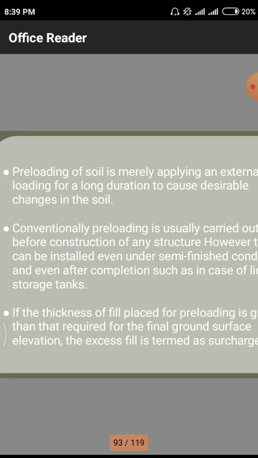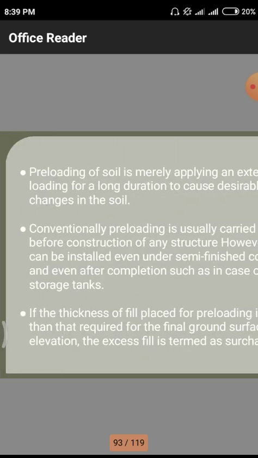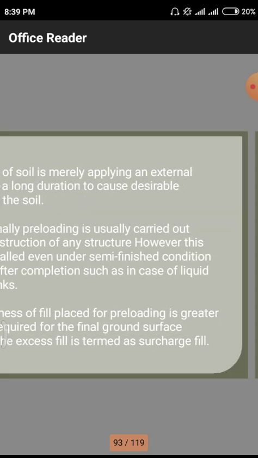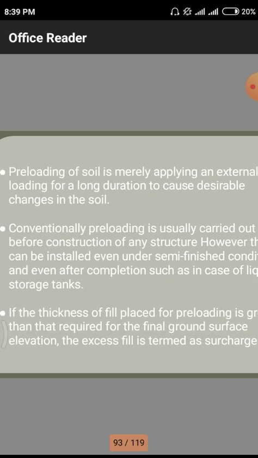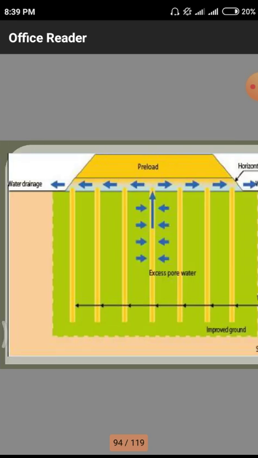Next one, the thickness of the fill placed for preloading is greater than that required for the final ground surface elevation. The total structure is located at a particular depth, and the preloading techniques are applied at a particular level. There may be some difference between those two from the ground surface in terms of elevations and other conditions. Excess fill is termed surcharge fill. These things we need to locate in this diagram.